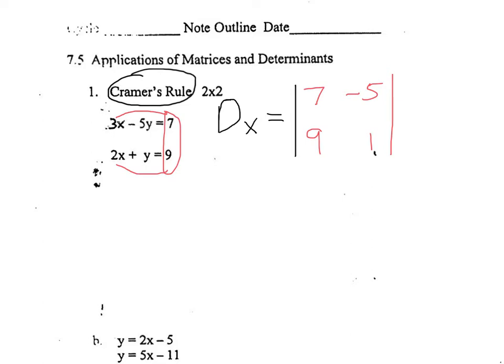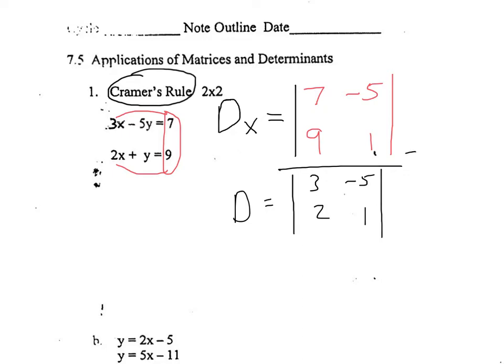I took the results, 7 and 9, and I replaced the x coefficients. Now I'm going to divide this by the coefficient determinant. I'm going to take the actual coefficients, 3, -5, 2, 1, and I'm going to call that d. And when I take that d sub x divided by the coefficient matrix d, when I take these two determinants and divide, I'll get what x equals.